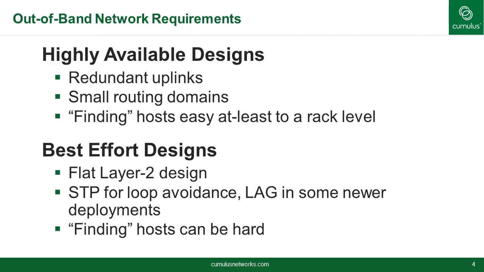You then have on the other end of the spectrum the very much best effort design. These are ones where the out-of-band management is largely just a very flat layer 2 network, potentially a very large core switch that everything plugs into. Hopefully you're running spanning tree or you have some way to rely upon loop avoidance. Sometimes you're doing link aggregation in some of the newer deployments to give you some measure of uplink redundancy. But another component of this is that often finding hosts can be rather difficult. The larger that layer 2 domain is, the less locality you get in knowing the IP address or MAC address mapping that occurs inside of there.